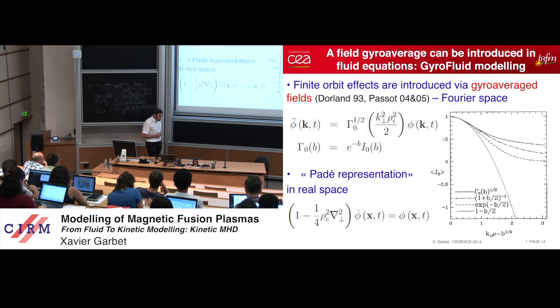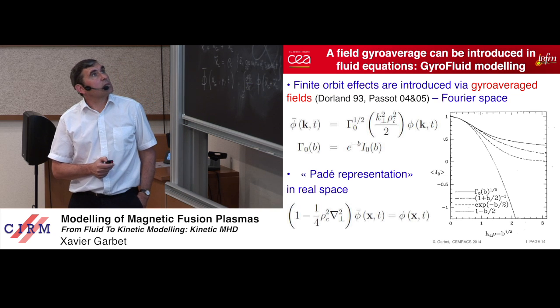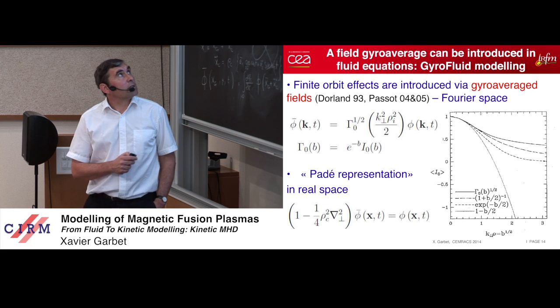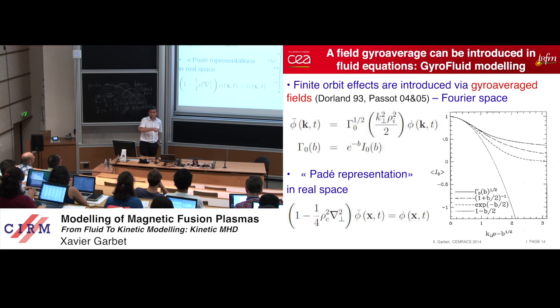So in a sense, at the end, a kind of proxy for the gyroaverage operator is going to be something like that, where in the Fourier space you multiply your field by this thing here, and you get this phi bar, and then you go back to the real space, right?